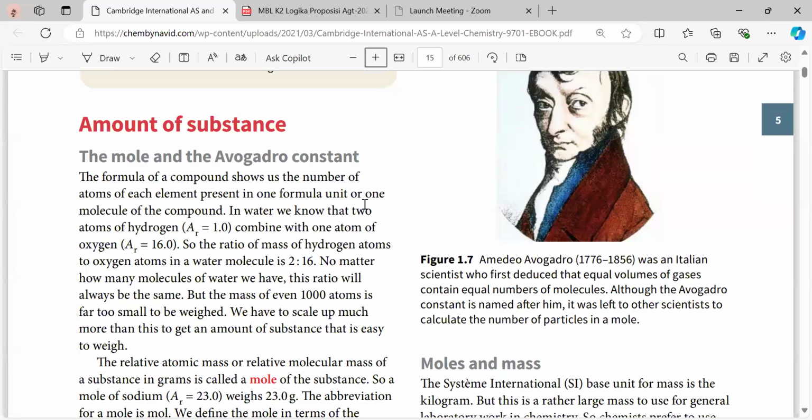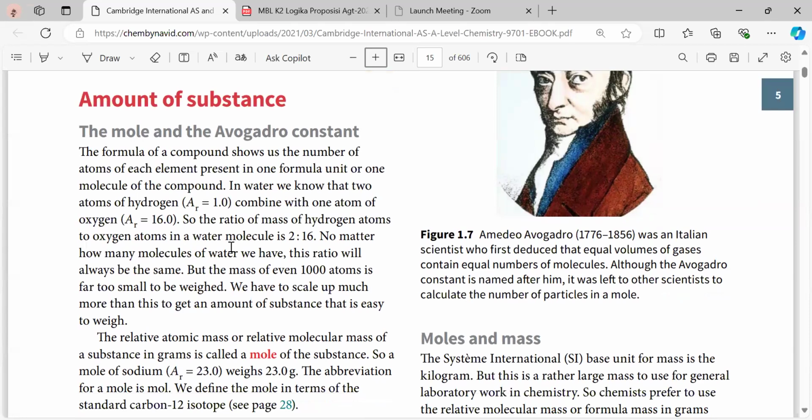Okay, so the mole, Avogadro constant. The formula of a compound shows us the number of atoms of each element present in one formula unit or one molecule of the compound. And while we know that two atoms of hydrogen, each has an Ar of 1, combined with one atom of oxygen, which has an Ar of 16. Once again, you can actually see the Ar or the mass of each atom in the periodic table. Usually below the names of each atom, there will be the mass of them. So you can see that right there.